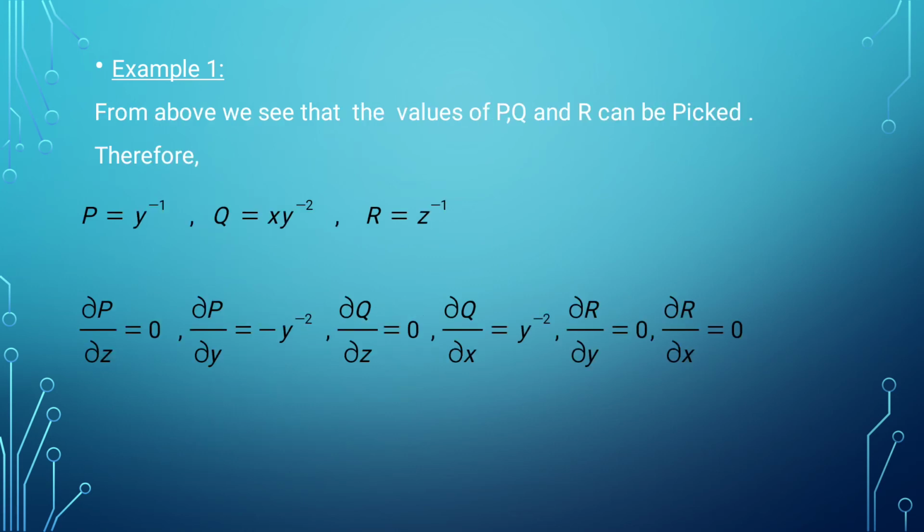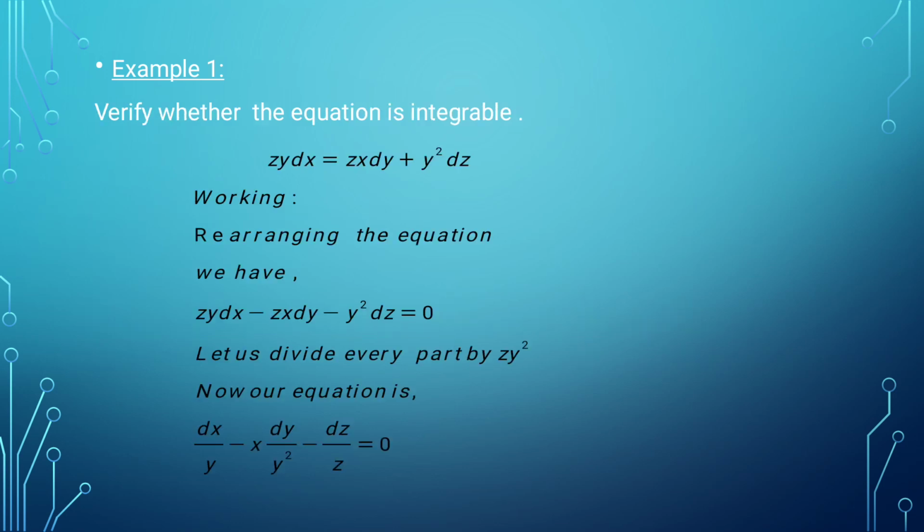From the above we see that the values of P, Q, and R can be picked, and therefore we have P being equal to this, Q being equal to this, and R being equal to this. So we get their partial derivatives respectively. We have that, we have also this, and this, as you see on the screen.